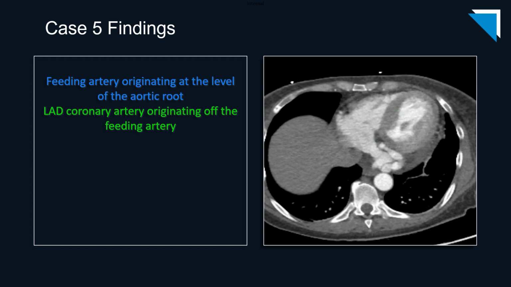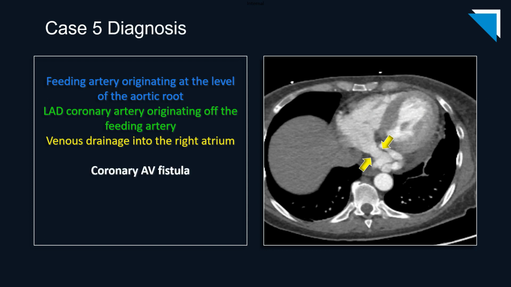Yet another slice from the same study demonstrates drainage into the right atrium. This constellation of findings is consistent with a coronary arteriovenous fistula. Coronary AV fistulae are exceedingly rare connections between the coronary arteries and other adjacent cardiac or vascular structures, most commonly the coronary venous system.